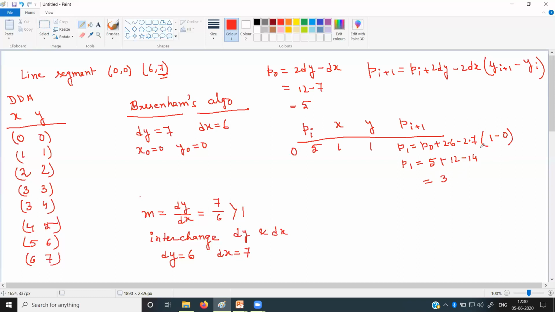Okay. So in this way, we have to compute the value of pi and we have to put it. So we will put 3 over here. So again, in the first iteration, I have to check for this, which is nothing but p1. So p1 is 3, this 3 comes over here. So 3 is greater than 1, so it will be 2, 2. And again, you have to compute the next value.